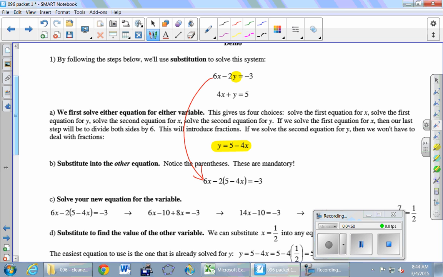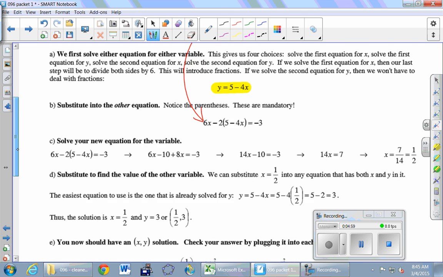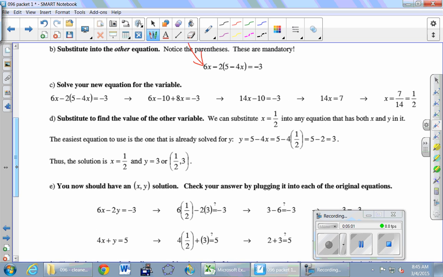Turns out the easiest place to go is this one that says y equals. So we just plug a 1/2 in there for that x. So 5 minus 4 times 1/2 is the calculation for y. So I think that's 5 minus 2 or 3. So that's written out here. And we end up getting, like I said, 3 is the y, and so then our solution is here, a half and 3, or written as an ordered pair, 1/2, comma 3.